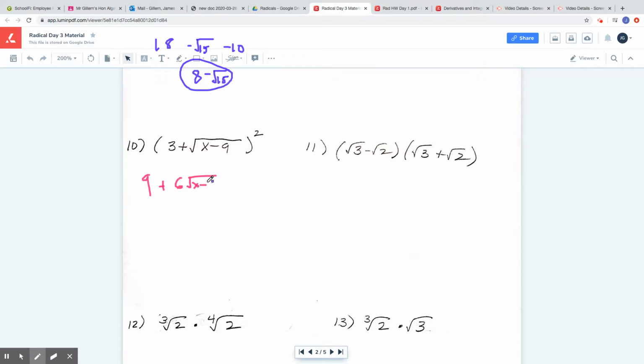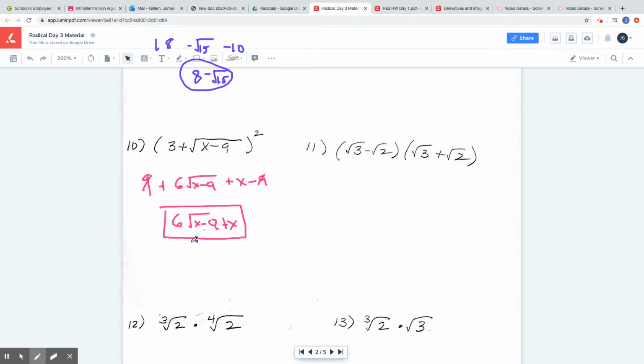Remember, we want to work efficiently. And what's the square root of x minus 9 times the square root of x minus 9? It is x minus 9 without the square root. These 9s cancel, and you're left with 6 root x minus 9 plus x. There's your answer.